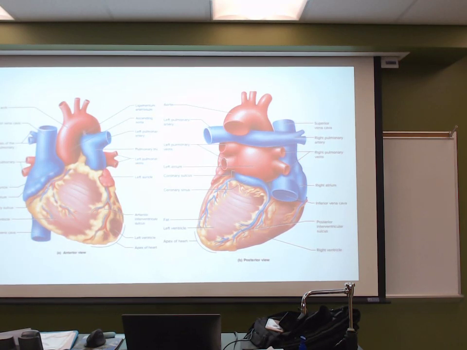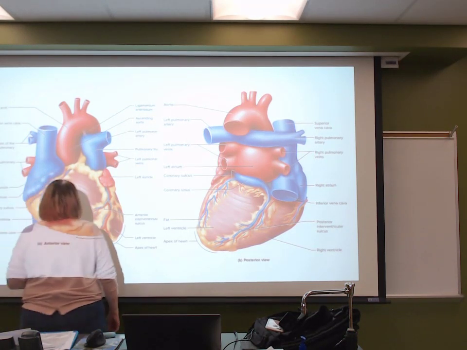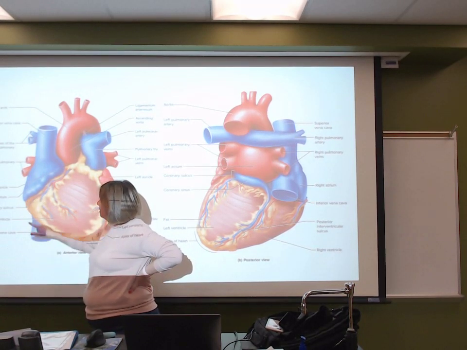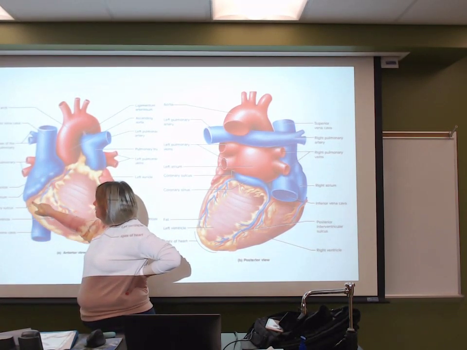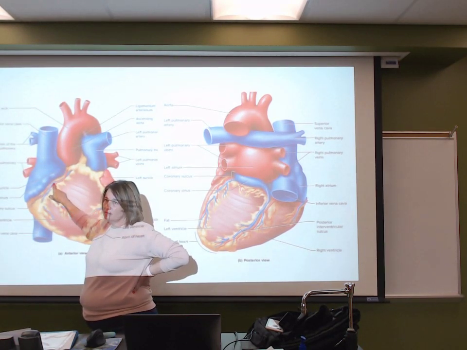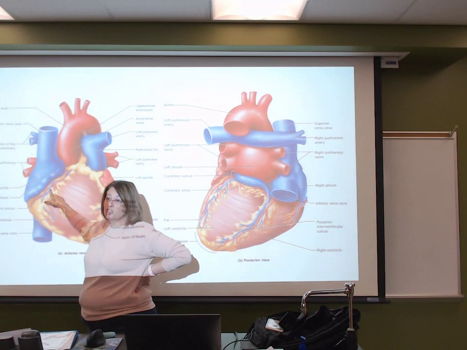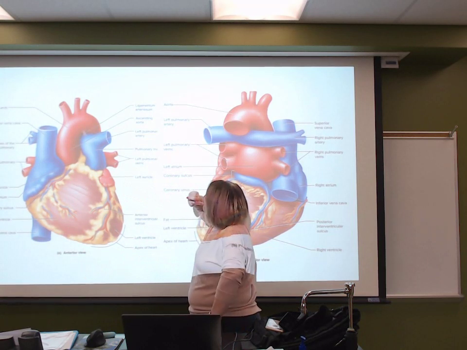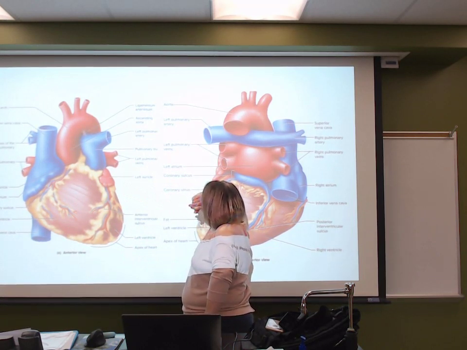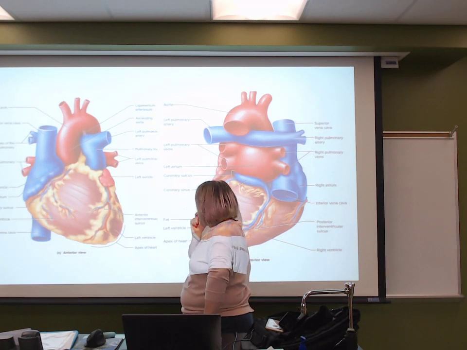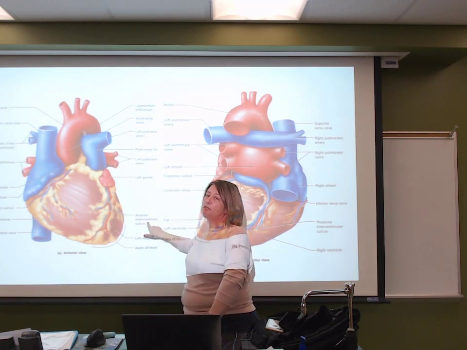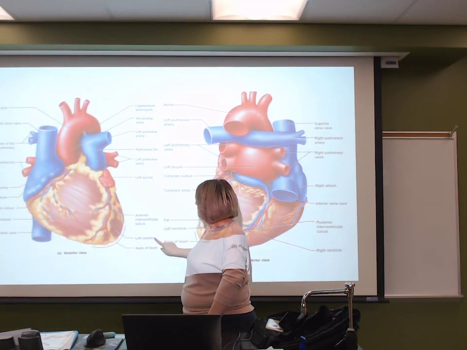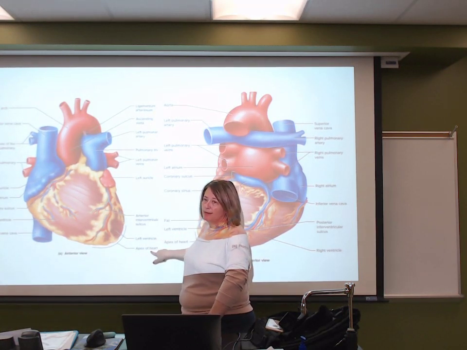All right, so definitely know the right atrium, right ventricle, the coronary sulcus, which we're going to get to, which is so cool, okay? Coronary sulcus. The anterior interventricular sulcus, the left ventricle, and the apex.